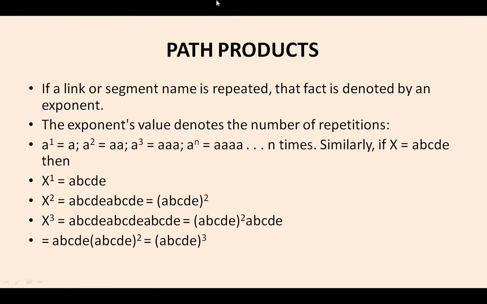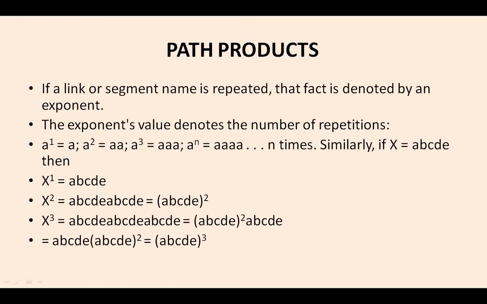Next, we are going to see some other examples of path products. If a link name or segment name is repeated, we can represent it with the help of an exponent. If there are multiple repetitions, how can we represent them? You can superscript it: a to the power of 1, a squared, a cubed, up to a to the power of n. A can be written n number of times.